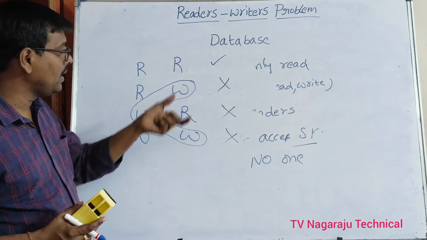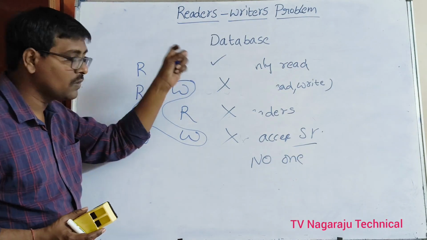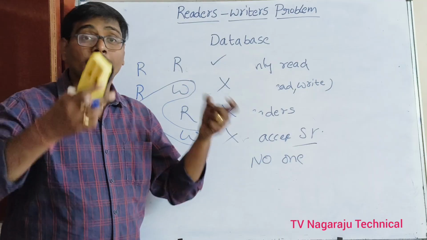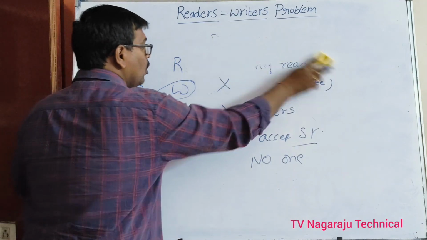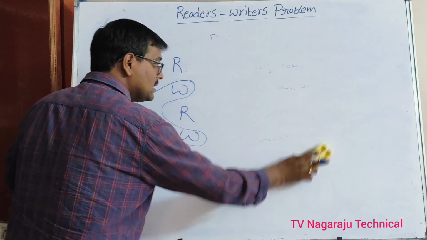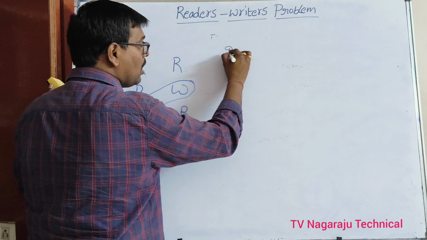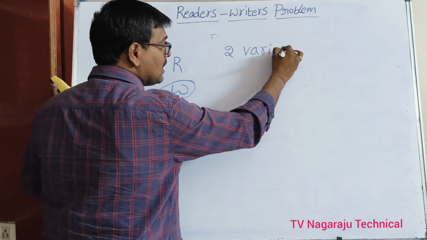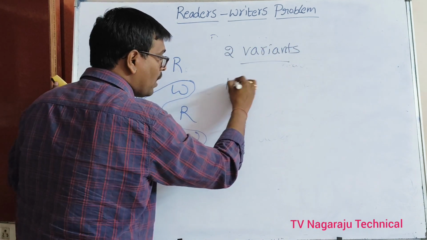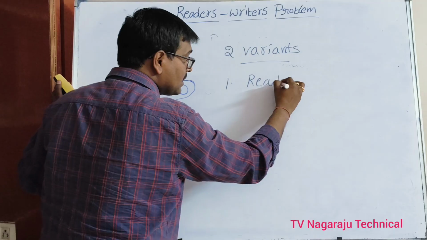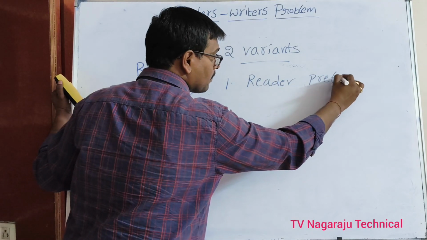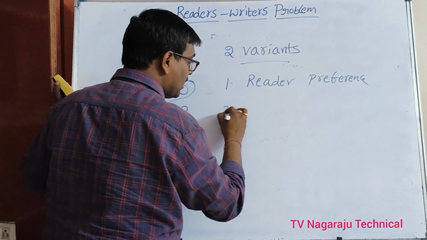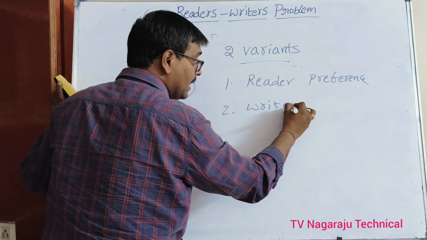Now we are providing a solution that satisfies all these conditions. Before that, we need to know one more point. Here this readers writers problem has two variants. The two variants are, one is reader preference, and the second one is writer preference.